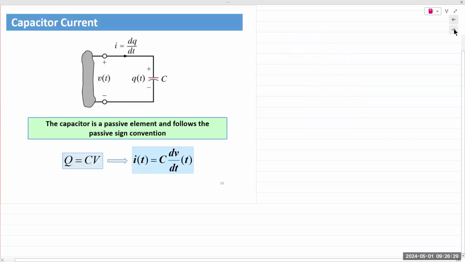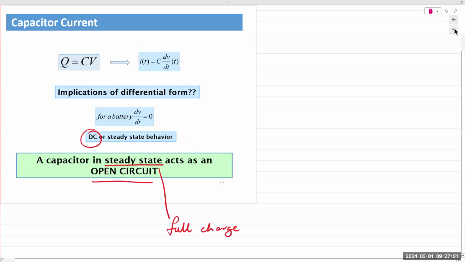Okay, Q is equal to CV. Q is charge. Current is the rate of flow of charge. So if we take dq over dt, we get current I. From current I, we can write the equation C dV over dt. So we have the current-voltage equation for a capacitor. Similar to resistors and inductors, it is a passive element and it follows the passive sign convention. Okay, so i of t is C dV over dt.